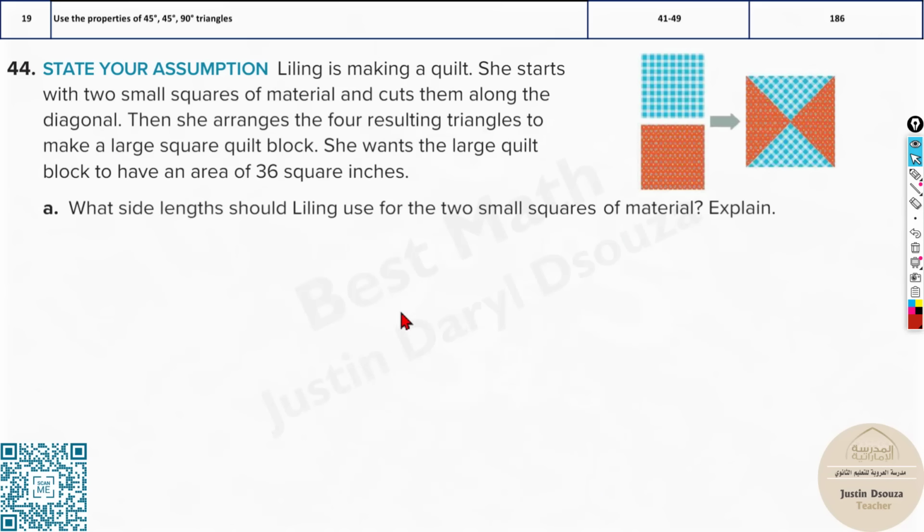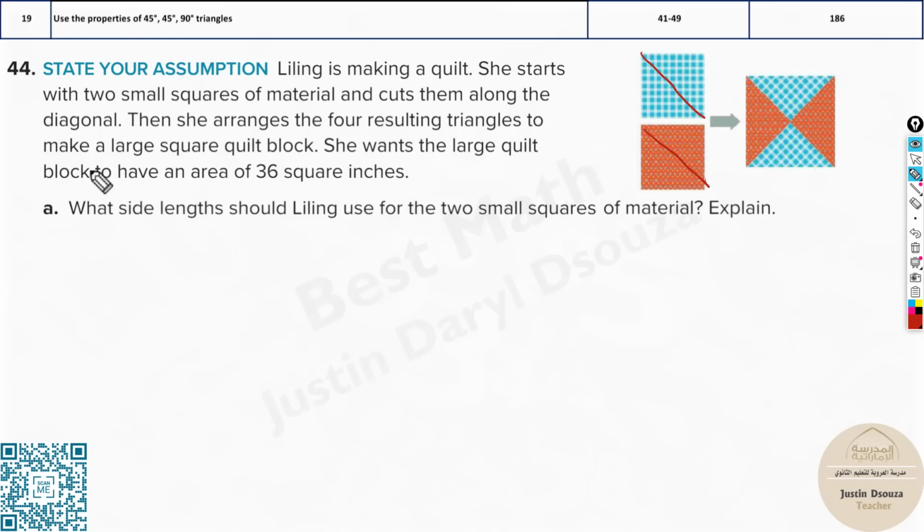And what do we have over here? We have an interesting problem. Let's do this one. Lai Ling is making a quilt. She starts with two small squares of material and cuts them along the diagonal. You can see here, these are the two small squares, right? She has cut them like this on the diagonals. So she got two triangles over here. Then she arranges the four resulting triangles to make a larger square quilt. You can see this is a bigger square now.